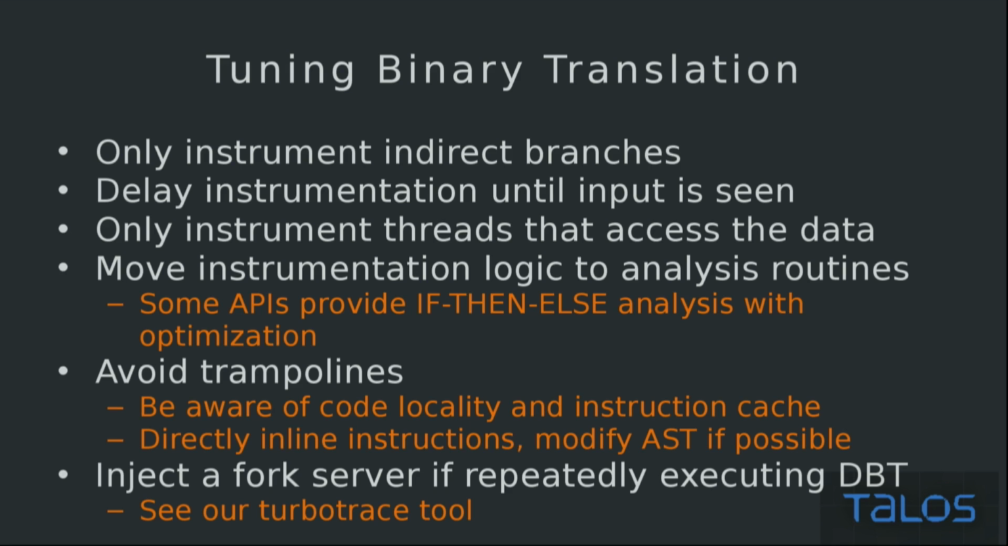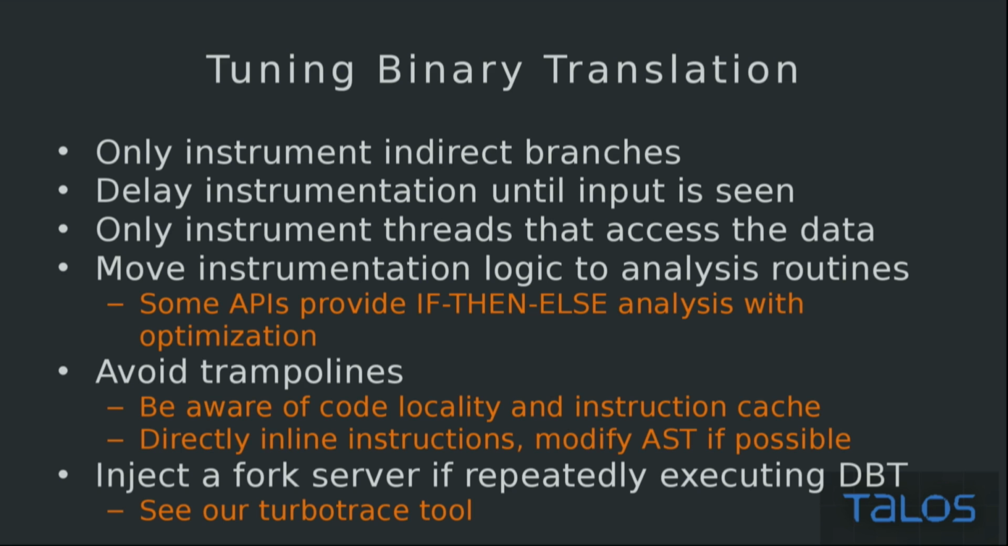Some of the APIs have if-then-else logic built in statically, which they handle inside their code cache in a much more efficient way rather than putting conditional logic in your analysis itself. Avoid the trampolines. They're very, very slow compared to being able to serialize and synthesize instructions directly into a block. And inject a fork server if you're repeatedly executing it.